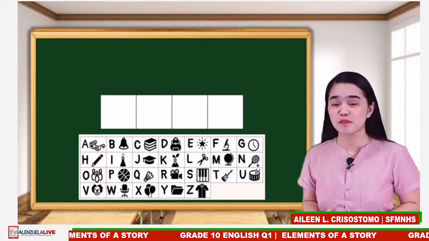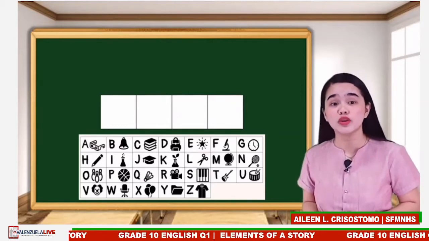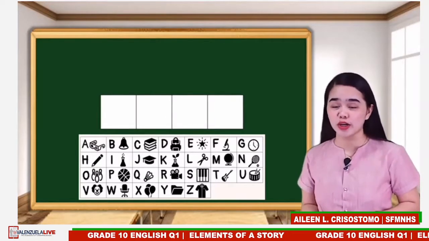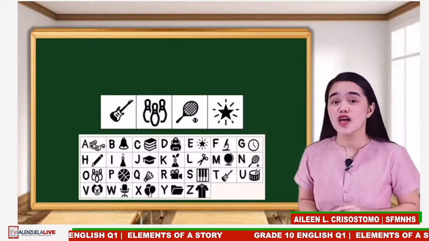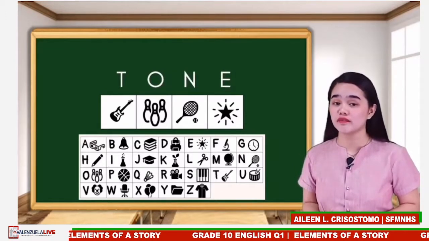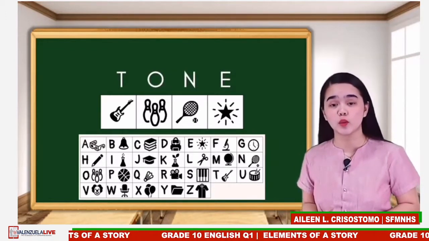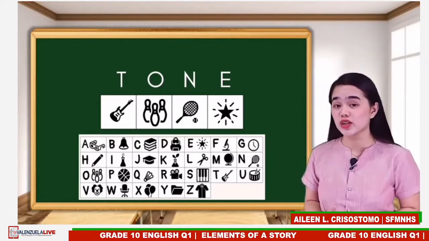Next element is basically the writer's attitude towards his or her audience or readers. Here are your clues. Definitely, it is the tone. Tone depends on the combination of different factors, including the connotation of the words used, the word choice, the use of figurative language, and the mood.